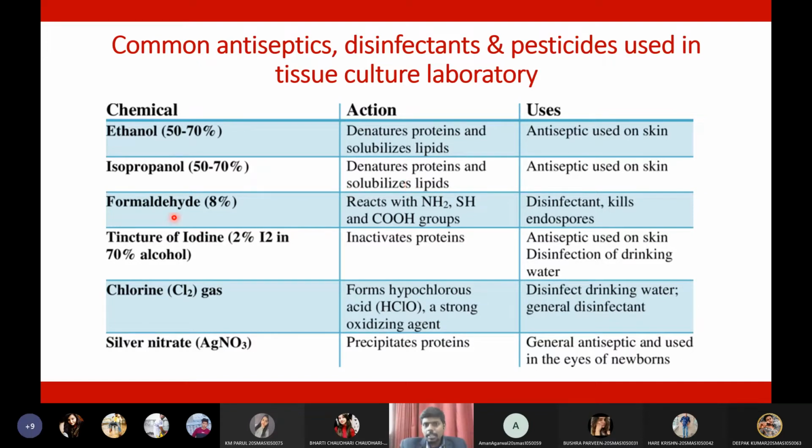Then formaldehyde. Formaldehyde will react with NH2 groups in the tissue and SH and COOH groups, carboxyl groups, and they will prevent the tissue from decomposing. So formaldehyde is a very good disinfectant, kills endospores. Bacterial endospores can be killed with formaldehyde. Then tincture iodine inactivates proteins, so it can be used as antiseptic on skin specimens.